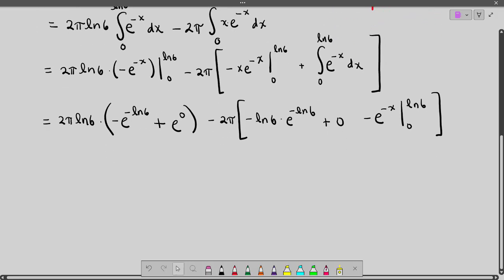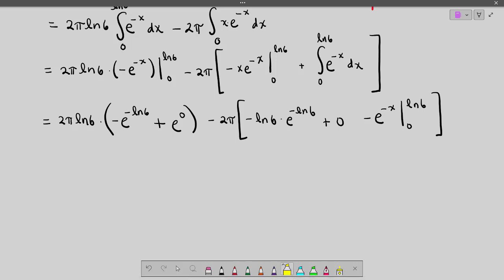We have one nice piece of cancellation right here. That and that cancel. So we end up with a final answer of 2 pi times natural log of 6 minus 5 pi thirds. And then we can be done with that one. All right, questions on this one?